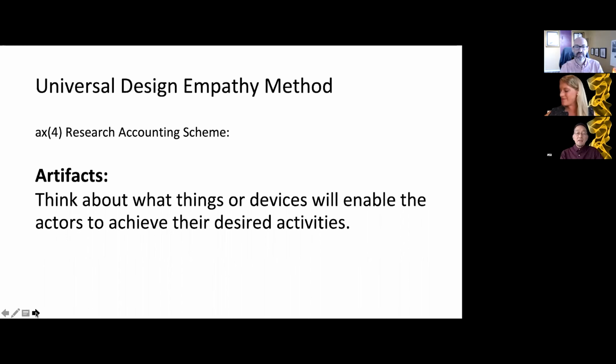The next A is the artifacts. And you want to think about what things or devices will enable the actor to achieve their desired goal. Now, when I say devices, I mean any artifact. It could be a sheet of paper, it could be a textbook, it could be a computer, it could be just words on a chalkboard and the chalk itself. But those are all the tools, all the things that we use in the classroom that we would see as artifacts.